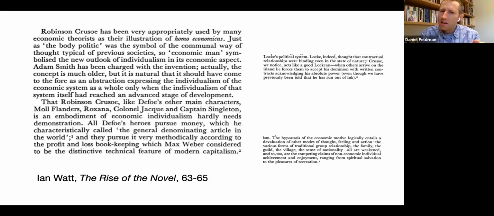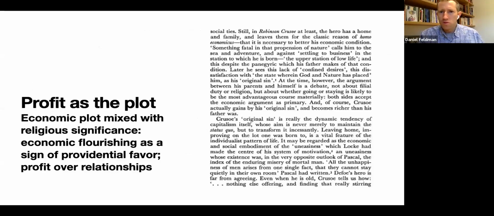They're still family. They're still co-religionists. There's still feeling and action. There's still love, but everything else, relationship, family, the guild, the village, all the elements of relationship that had structured previous eras are weakened, Watt says, are subordinated to the economic organization of self and society. Robinson Crusoe then, why does he leave home?